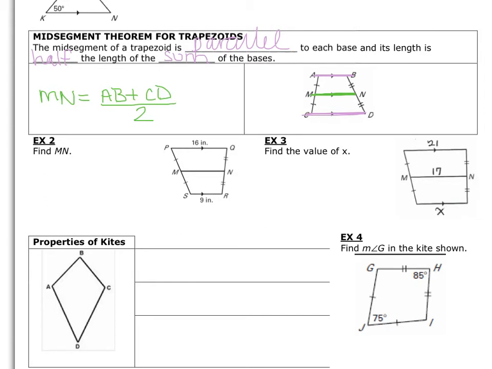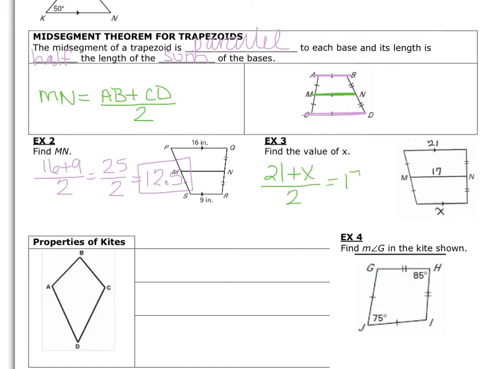So we can see that in example 2, we're going to add the bases, divide that by 2, so 25, divide that by 2, that's going to give us the length of the midsegment here. MN is 12.5. In number 3, they gave us the length of the midsegment, and we have to find the base. So think about this setup here, all right? To find the length of the midsegment, they added the 2 bases. So if you add the 2 bases, you divide that by 2, you're going to come out with the midsegment.